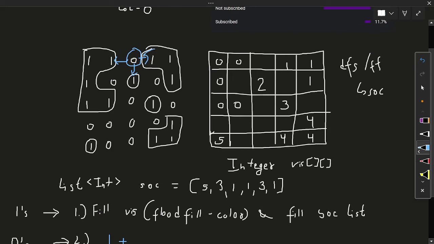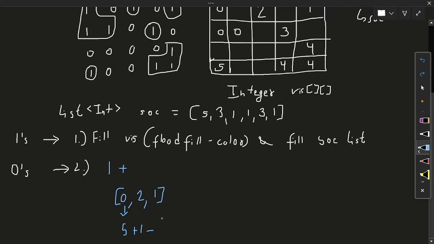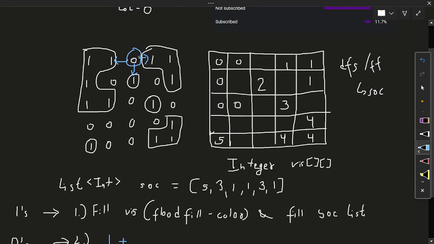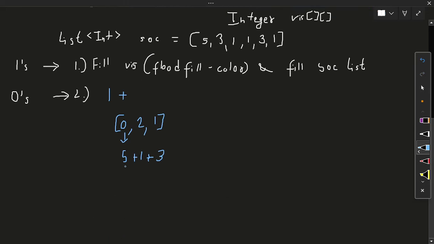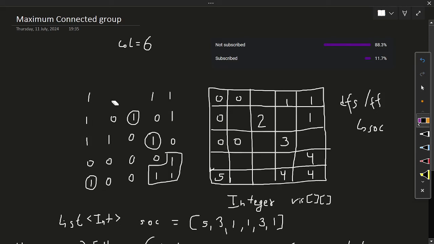Then for this component, it is the component of 1, and its size is 3, as we stored in the list. So take 3. So if we change this 0, we have a connected component of size 5 plus 1, 6, 7, then 3, 10. So we have this component of size 10. So we have an answer variable, and its value is 10.